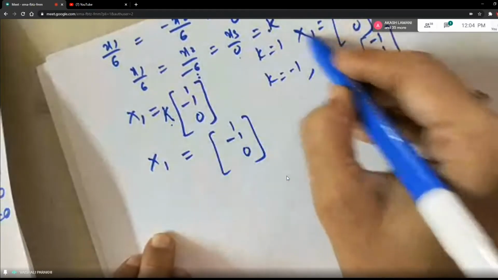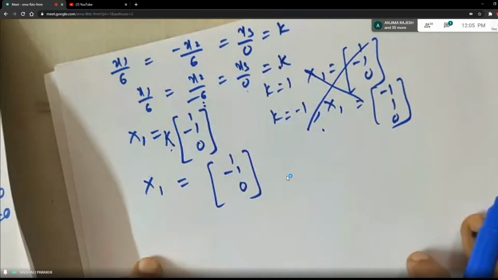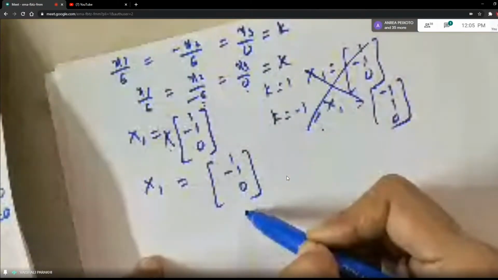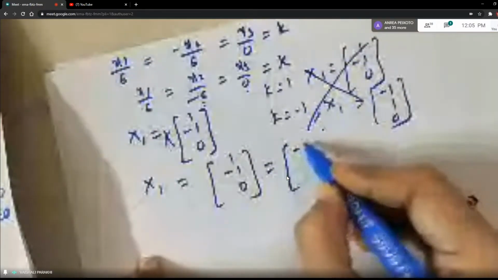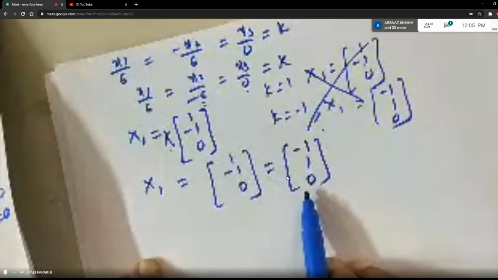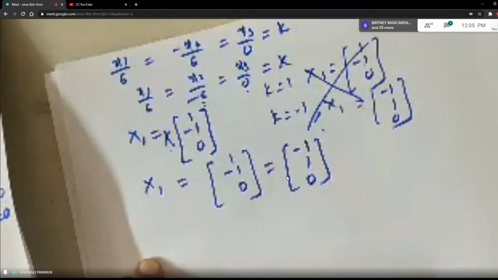1, 0. You need not do this part; this is just for explanation. But some students may write it as 1 minus 1 0. Some students may write it as minus 1 1 0. That means if k is minus 1, then plus will become minus, minus will become plus, right? That is also correct. So any one you can take, but don't take 6 minus 6 0, because 6 is common. Always cancel it. Always bring it in the simplest form.